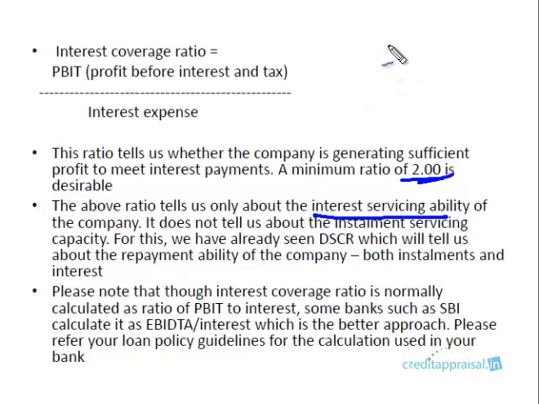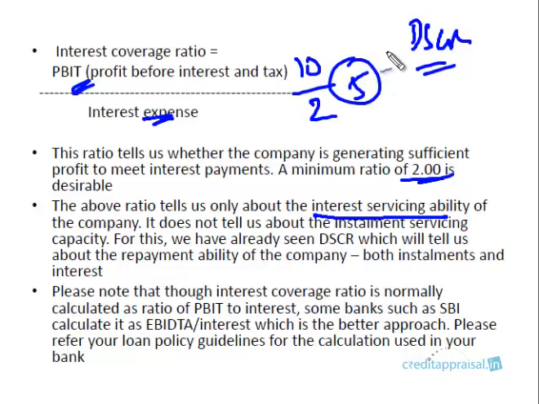If you remember, when we discussed term loan appraisal, we calculated a ratio called DSCR. DSCR will tell you about the total repayment ability of the company. It includes both installments and interest, whereas this interest coverage ratio focuses only on the interest part. So compared to interest, how many times is your PBIT? Say, for example, every year the company has to pay 2 lakhs interest. It's got a PBIT of, say, 10 lakhs. So that is 5 times coverage, which is comfortable.